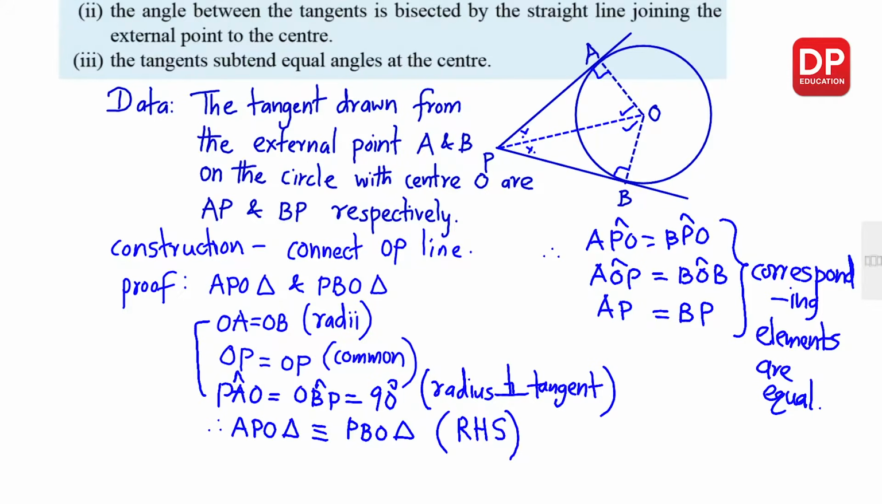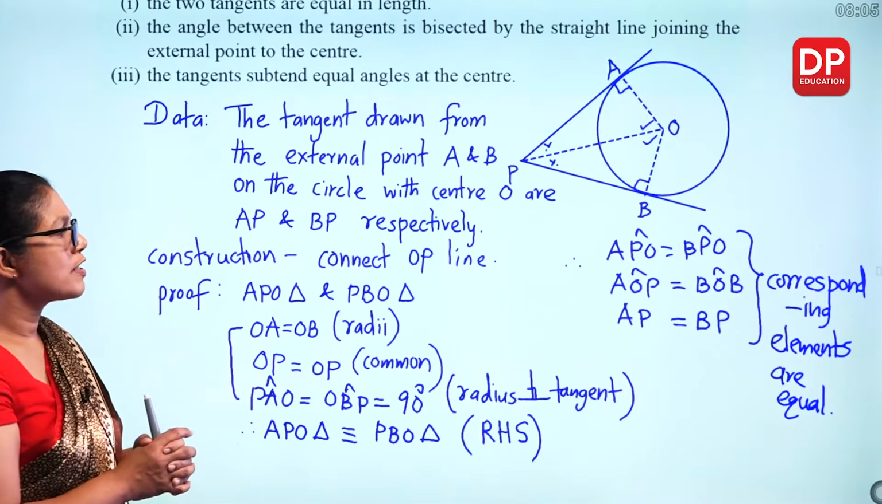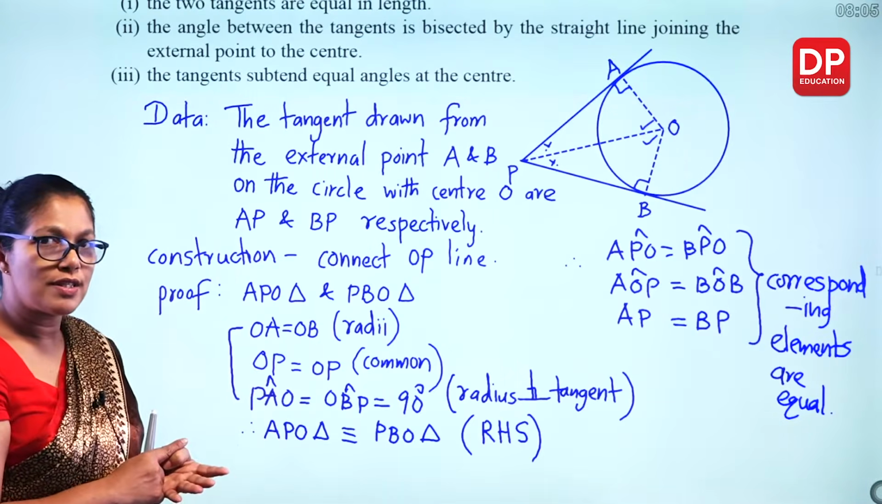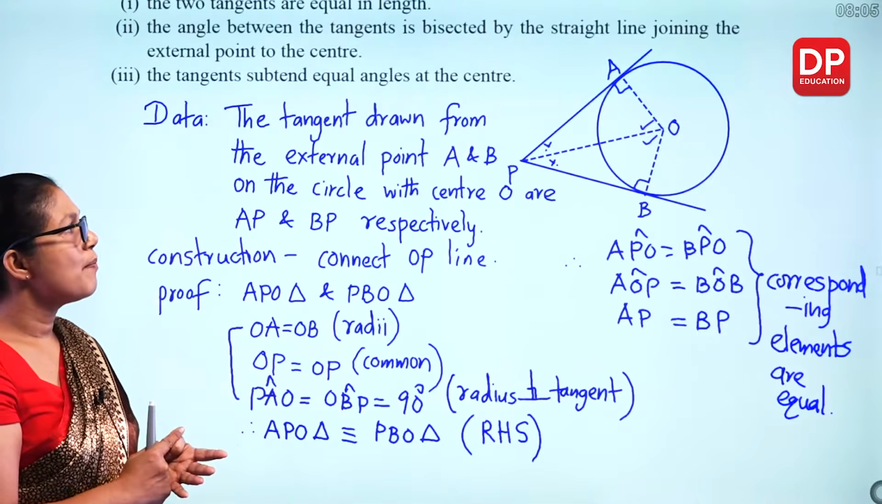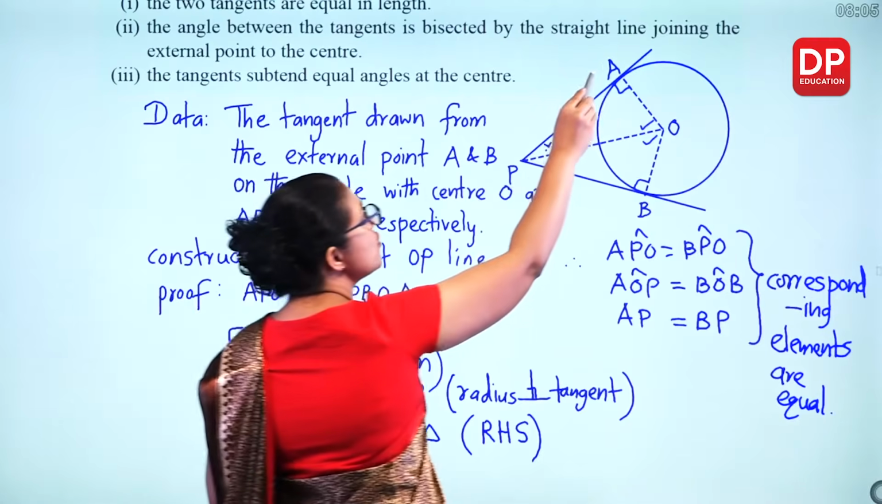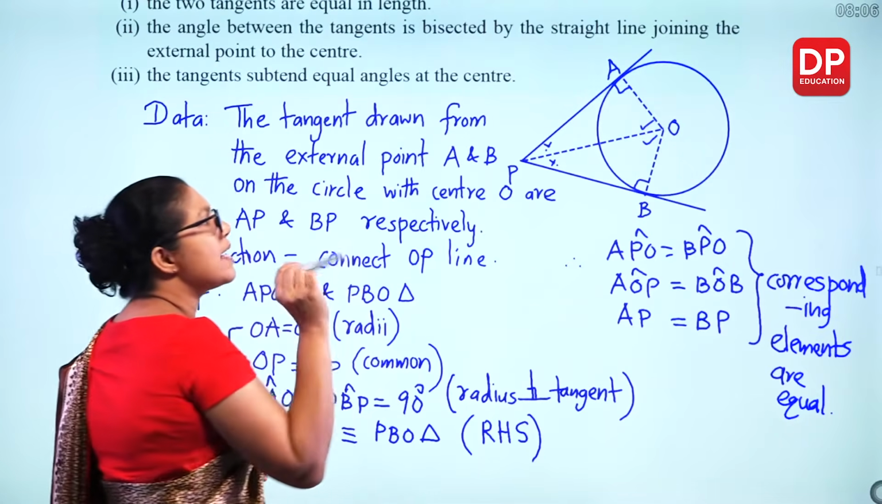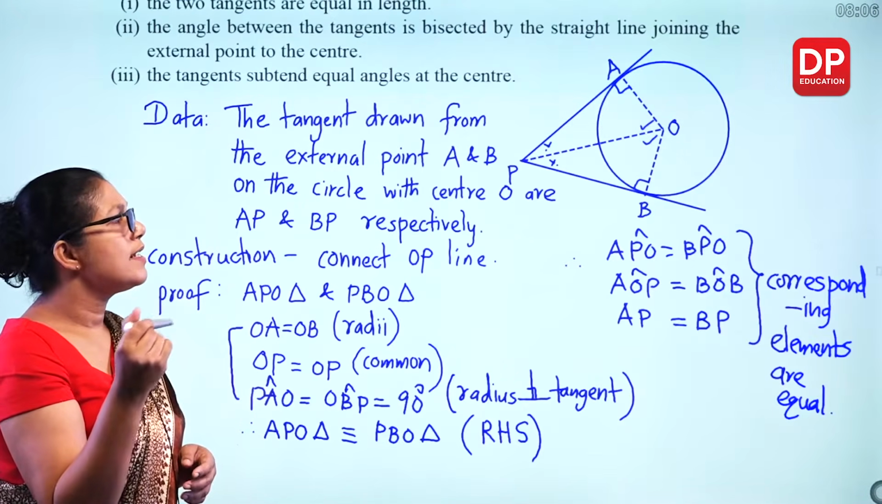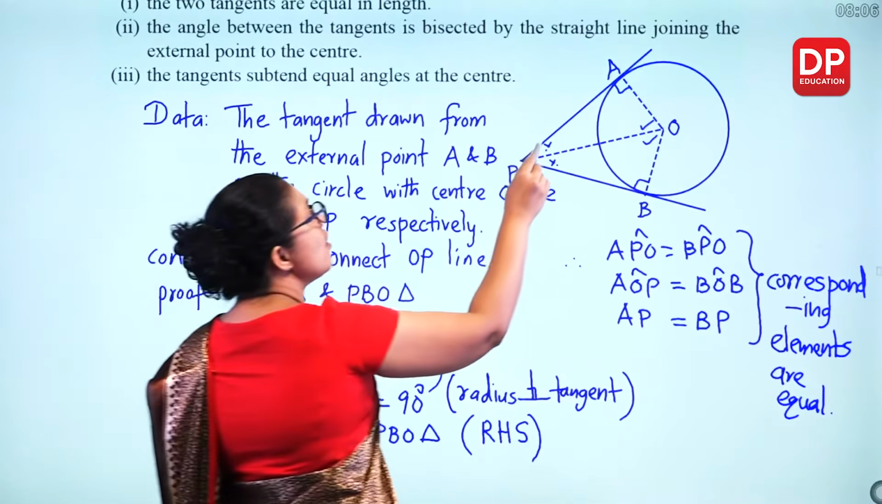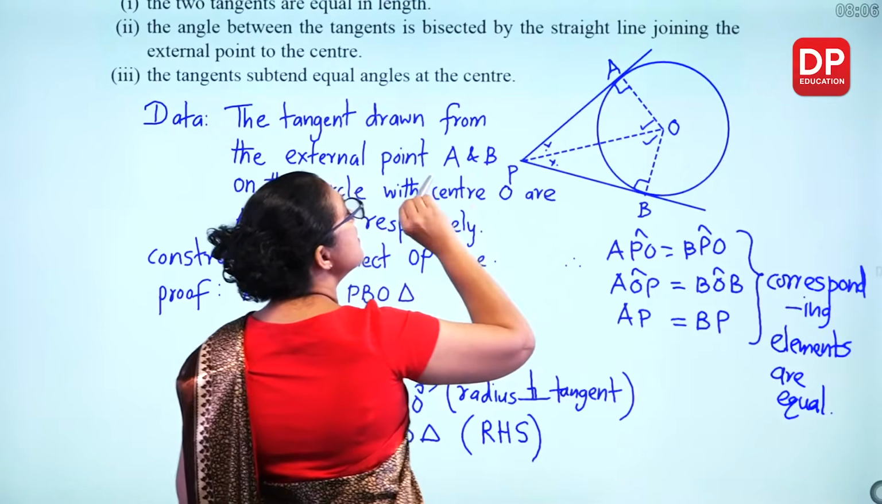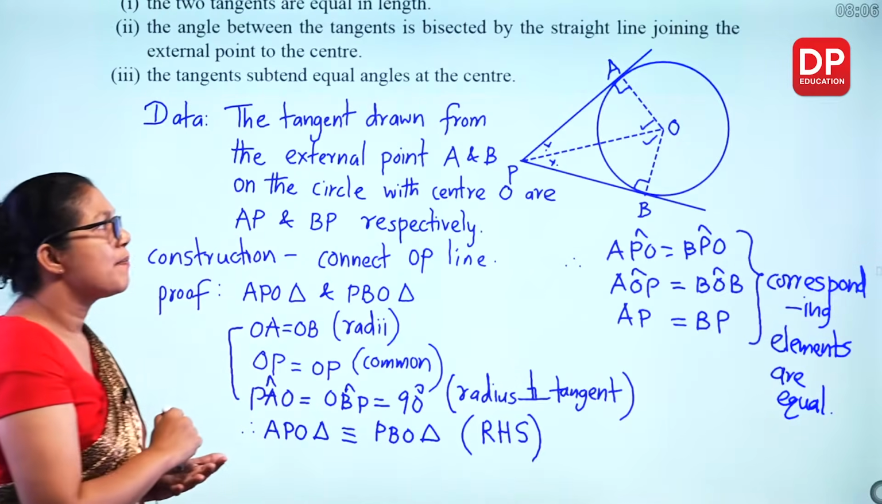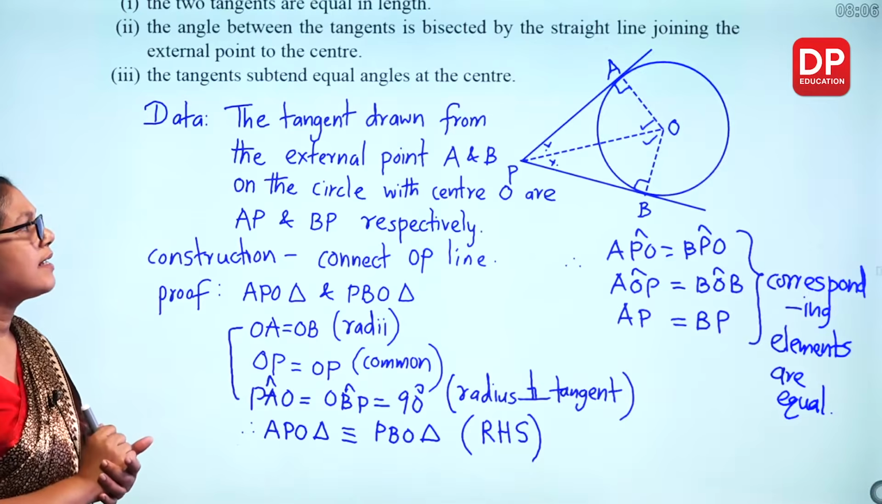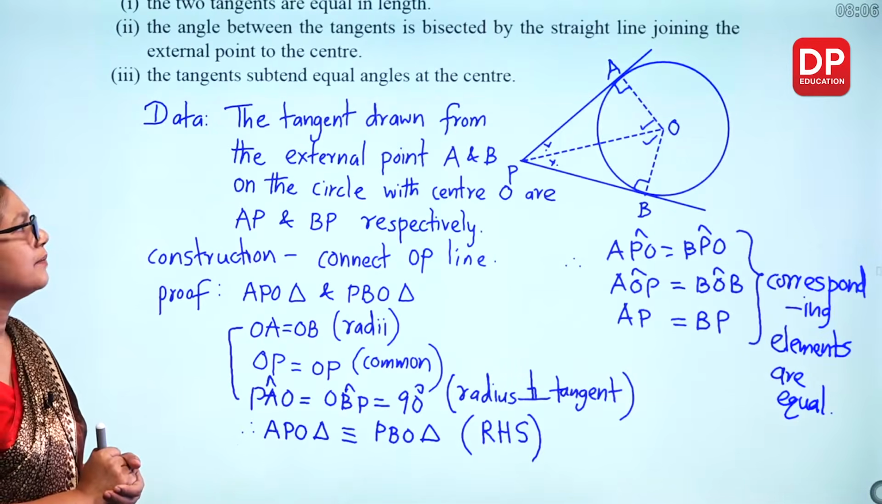So we proved that when you get congruent triangles, all the corresponding elements are equal. So what are the corresponding elements? The two tangents from an outside point are equal. And also the angle at the center is bisected by the line joining the point and the center, and also the angle here at the outside point is bisected by the line connecting the point and the center.